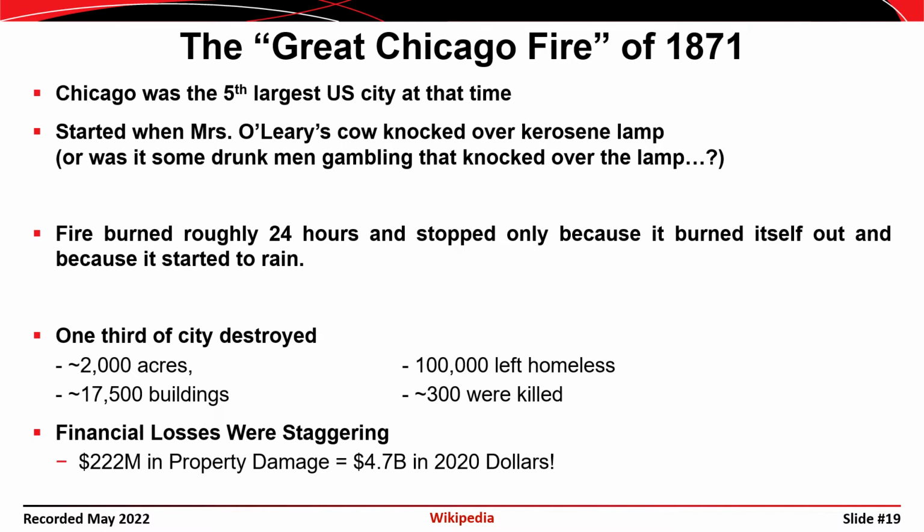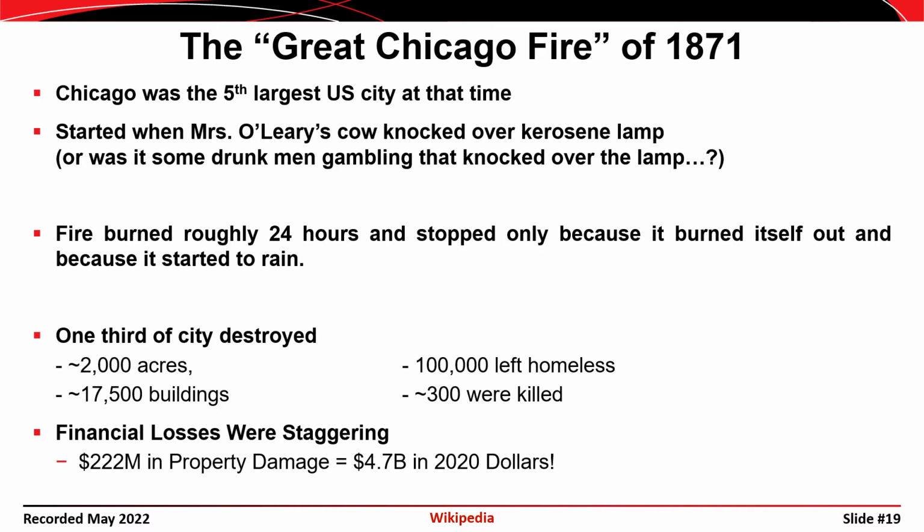Chicago was the fifth largest city at the time, and the fire started when Mrs. O'Leary's cow knocked over a kerosene lamp, or another version of the story goes that there were some drunk men that were gambling and knocked over the lamp instead. But anyways, the fire burned for roughly 24 hours and only stopped because it burned itself out, ran out of fuel, and because it started to rain.